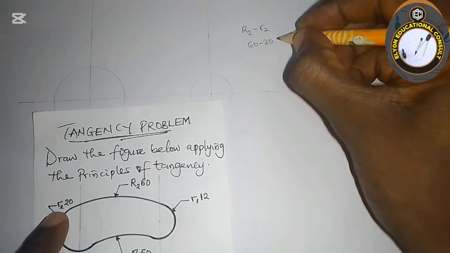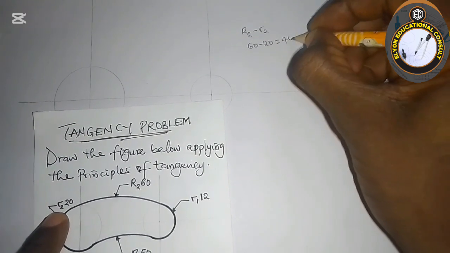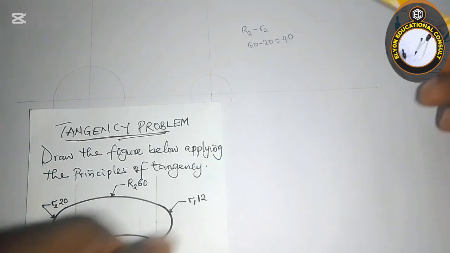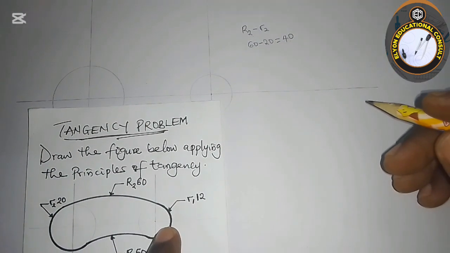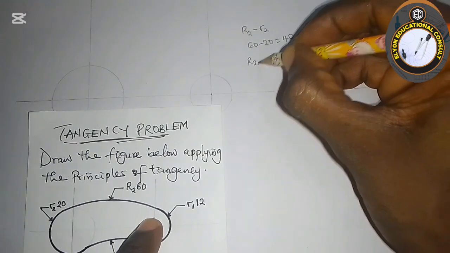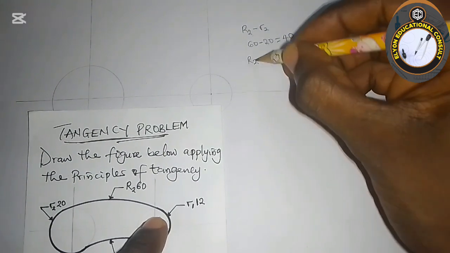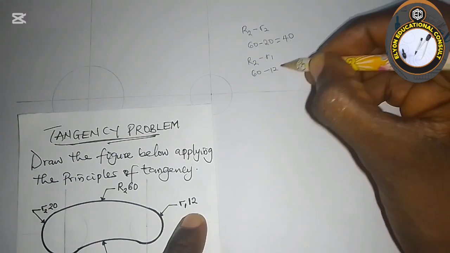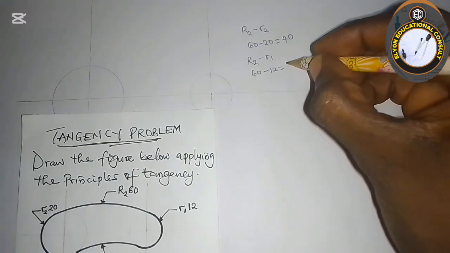So that is going to give us 40. Okay, I will tell you what we are going to do with this 40 very soon. So we go for the second one for this side now, still this arc. We said we are going to say R2 minus R1. This R2 is 60 minus R1, which is 12, and 60 minus 12 will give us 48.